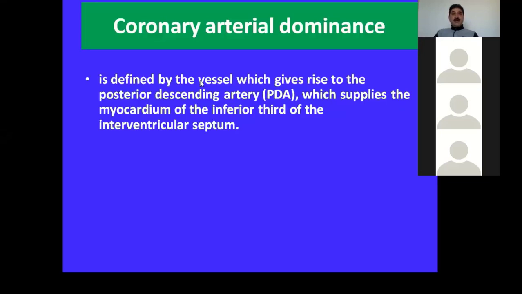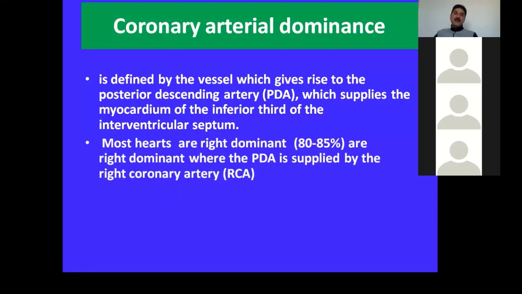Dominance is defined by the vessel which gives rise to the posterior descending artery. Posterior interventricular is also called posterior descending. You should not get confused with the terminology. Posterior descending coronary artery is also called a posterior interventricular artery, which supplies the myocardium of the inferior third of the interventricular septum. So simply, the vessel which is present in the posterior interventricular sulcus is called a dominant coronary artery.